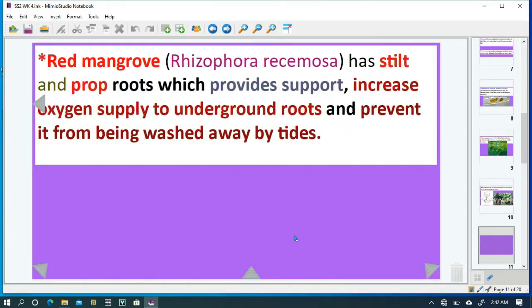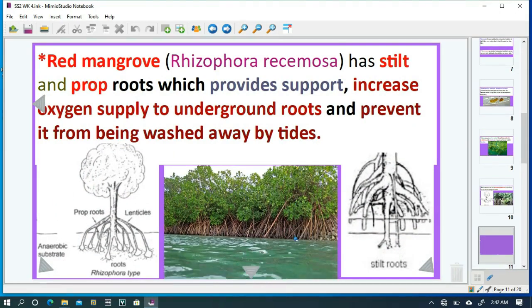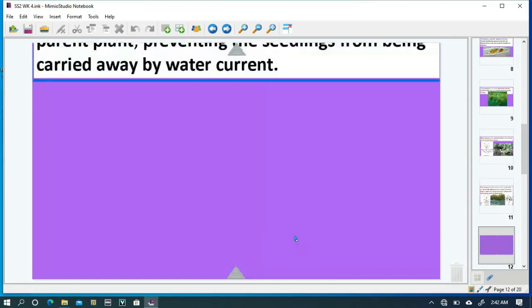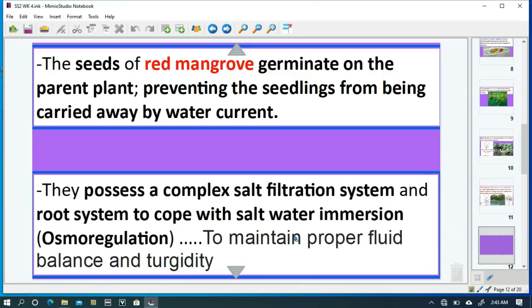The red mangrove has stilt and prop roots which provide support and increase their oxygen supply to underground roots, and it also prevents it from being washed away by tides. The red mangrove seeds germinate on the parent plant, preventing the seedlings from being washed away by water currents.